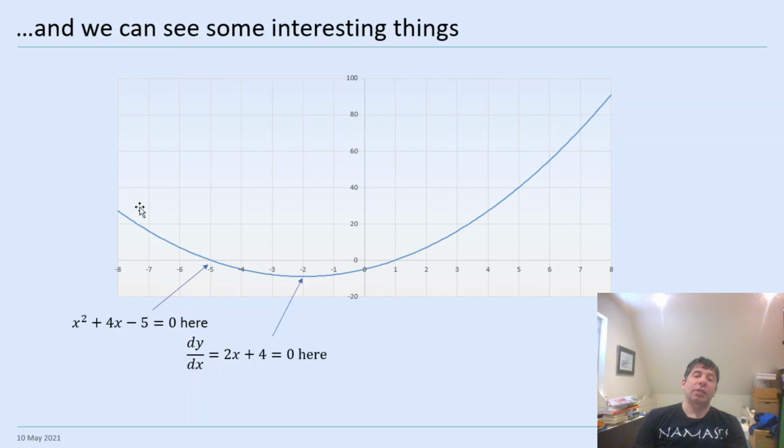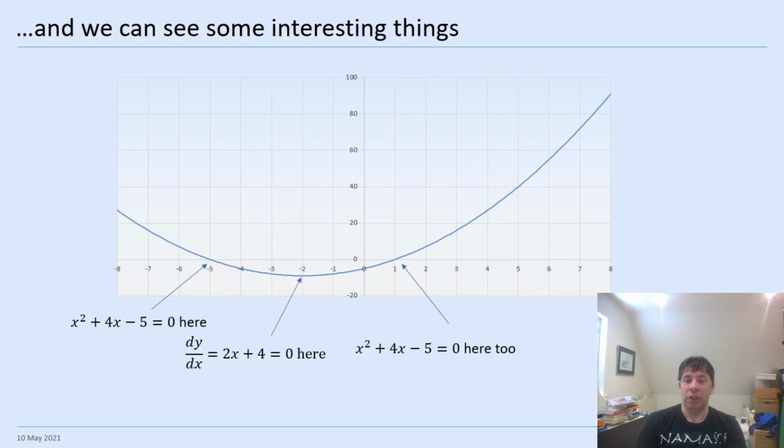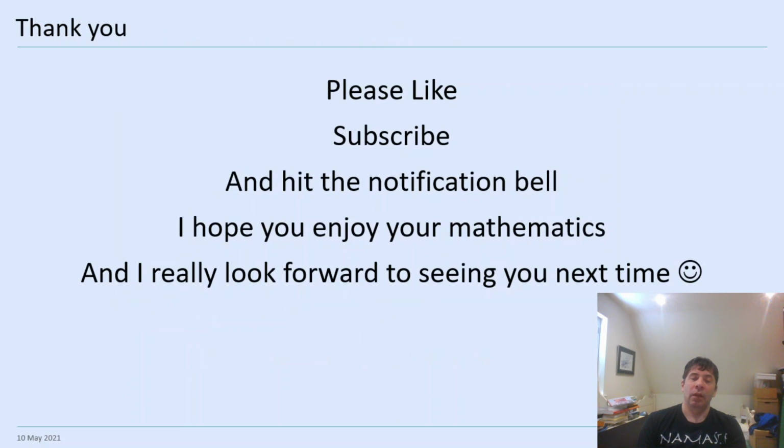Also, just out of interest, the curve crosses the x-axis here, where x equals minus 5. So if we put minus 5 in, x squared plus 4x minus 5 is 0. So you put minus 5 in, minus 5 squared is 25. Then you get minus 20, minus 5 gives you 0. But also we can see a second point where the curve touches the x-axis here. This is where x equals 1. If you put 1 in, you get 1 plus 4 minus 5, which is also 0.